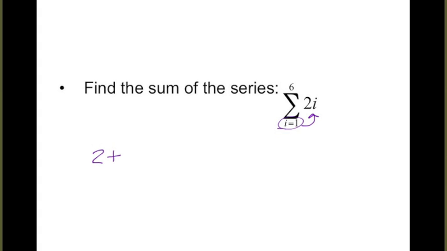Then we count. If I plug in 2, I get 4. If I plug in 3, I get 6. If I plug in 4, I get 8. If I plug in 5, I get 10. How do I know when I'm supposed to stop? Okay, the top number is our stop sign. When I plug in 6, I get 12, and there we stop. It's not when you get that number that you stop, because then we would have stopped a while ago. It's when you plug in that number.